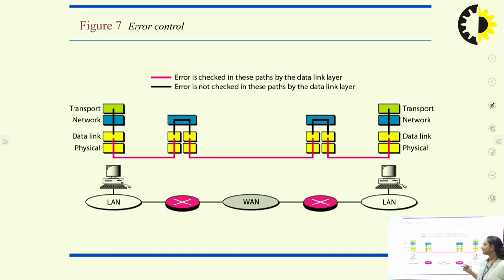So all these things are at the transport layer. If it's the black mark, sorry, the error is not checked on this path by the data link layer. But when we are checking errors at this point, we have the data link layer. There is a mechanism of error control, that is CRC, checksum, LRC, VRC. Error correction and detection has to be there.